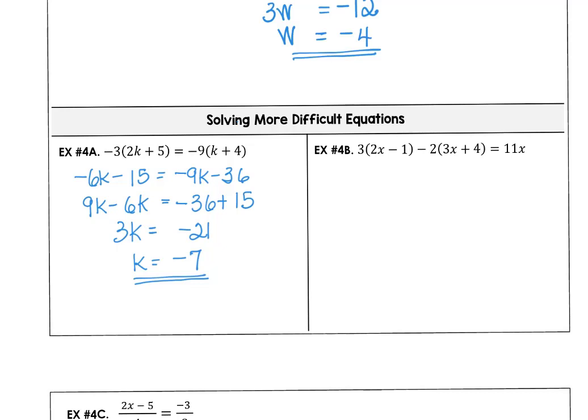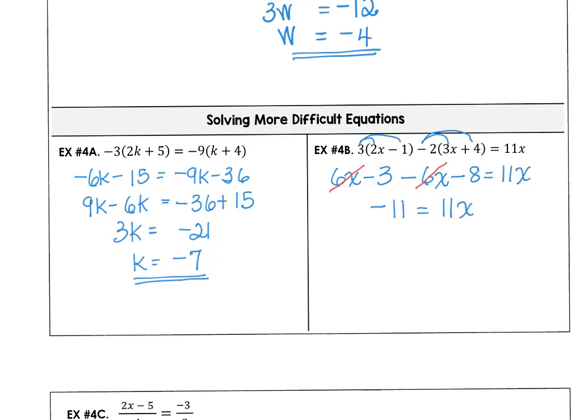On 4b, we're going to use distributive property 2 times. In the first case, it's 6x minus 3. In the second case, we've got -2 times 3 and -2 times +4. And then I want to collect all the x terms. But if you notice on the left side, 6x subtract 6x, that's 0. And -3 minus 8 is -11.